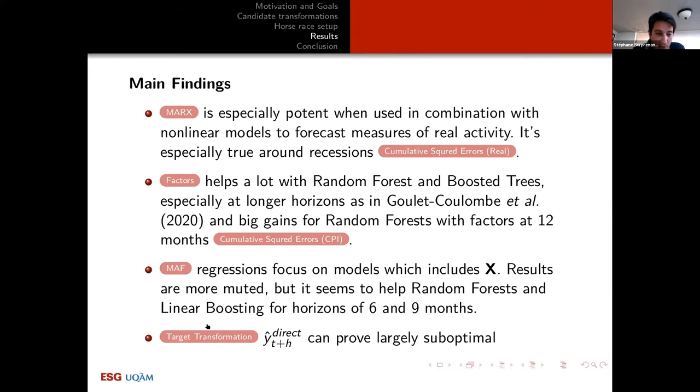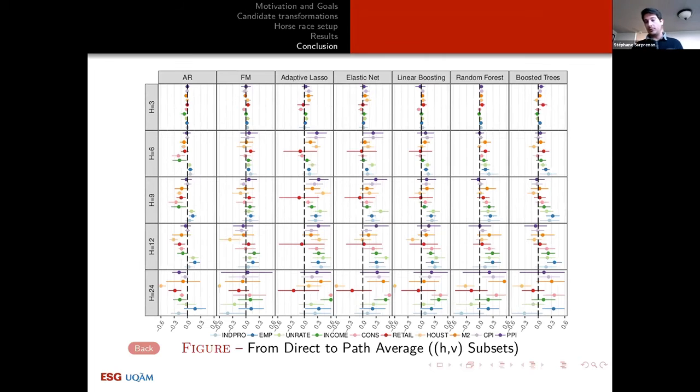The moving average factors results are a little more muted, but there are some cases where it seems to help. So it's worth considering when you're trying to figure out what kind of model you want to use for macroeconomic forecasting. And perhaps the most surprising result of the paper is this one.